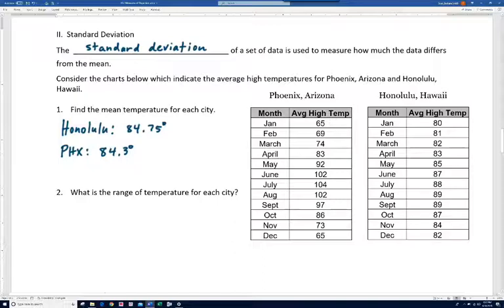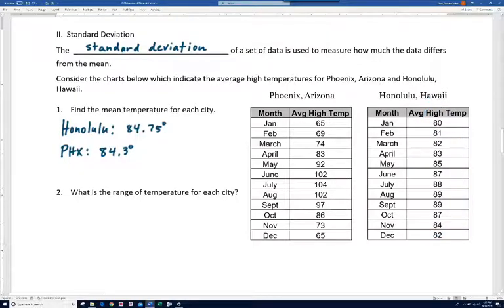But in reality, and you can see this by just looking at the charts here, you can see that in Phoenix, Arizona, the high temperatures are much more spread out. Whereas in Honolulu, it seems like it's always in the 80s. Or at least average highs are. So there's more to the story here.